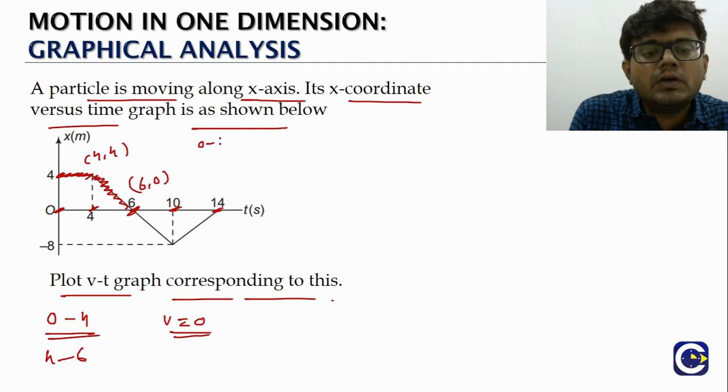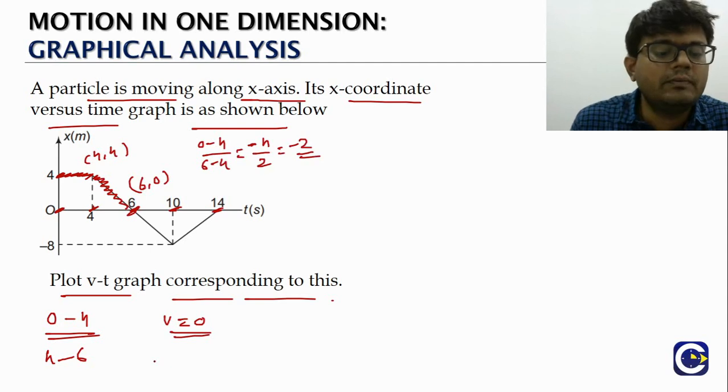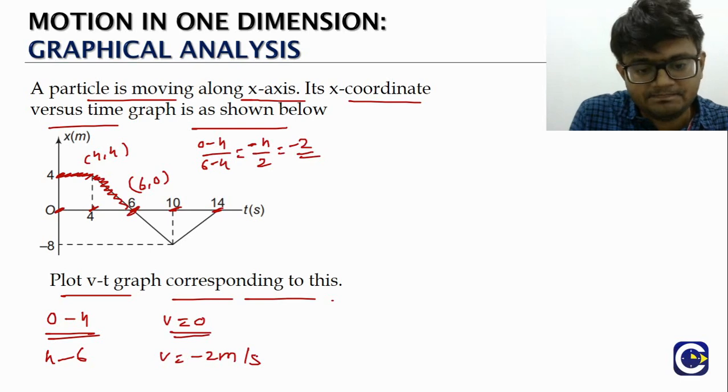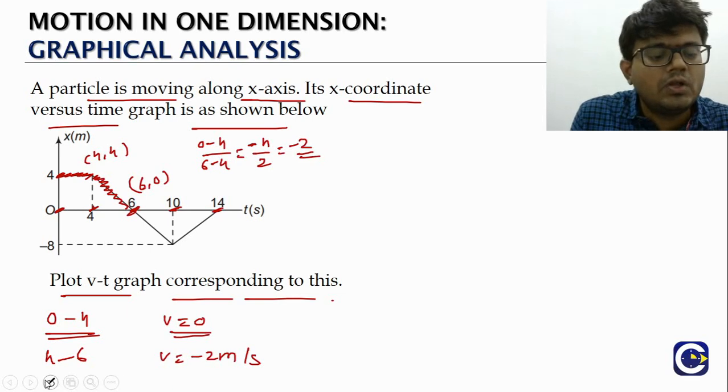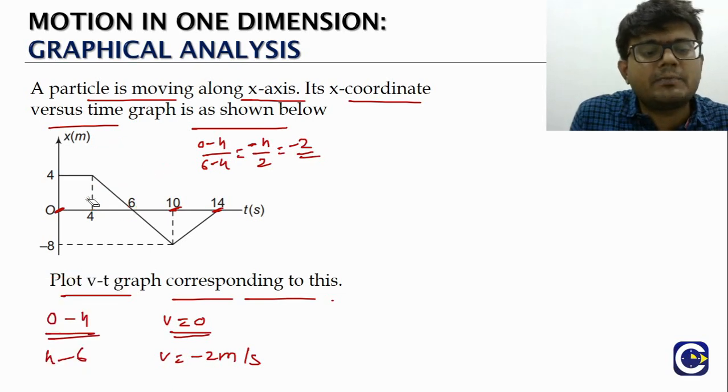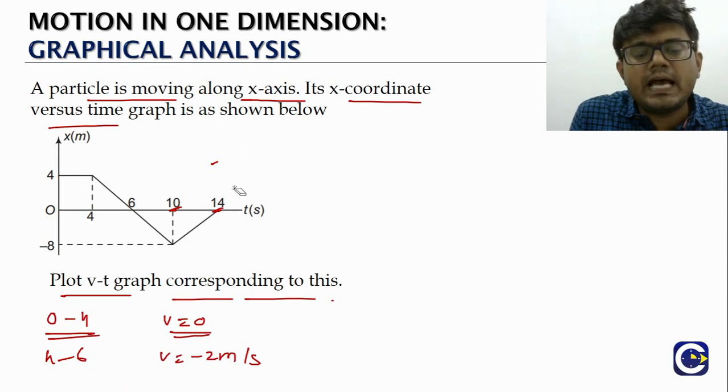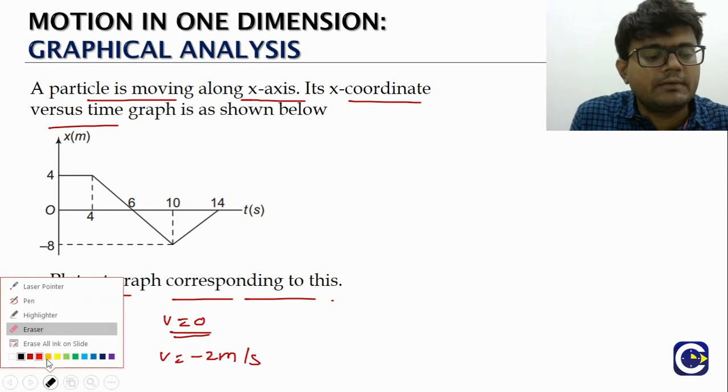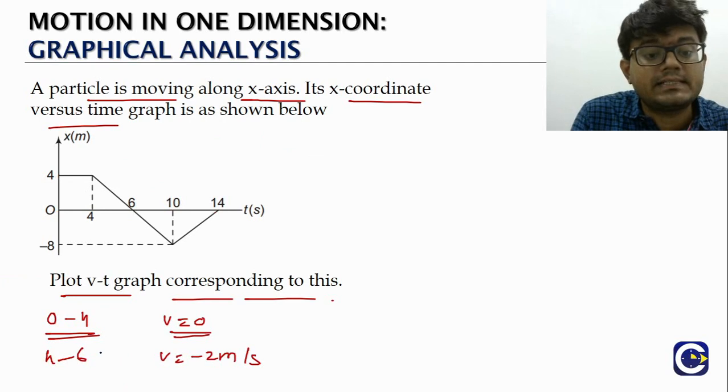y2 minus y1 by x2 minus x1. So what is it? Minus 4 by 2. That is minus 2. So velocity will be what? Minus 2 meter per second. So like this we have to get the values for different parts of the graph. Once we have the values, then we will be able to conclude it. Okay, so let us see what will happen next.